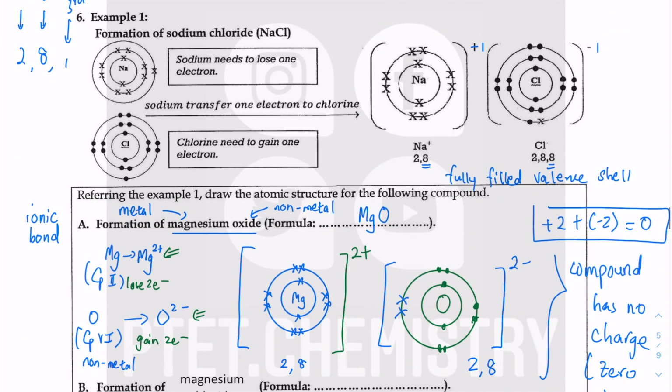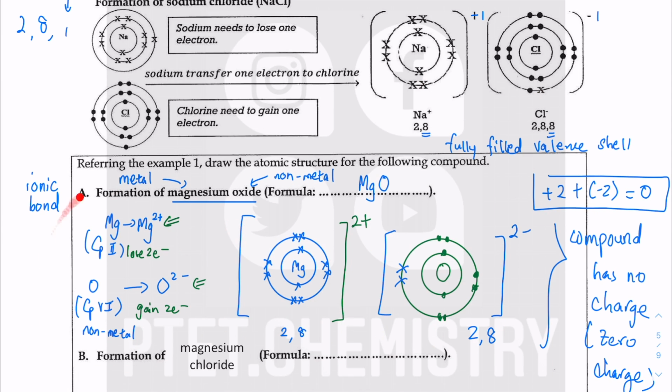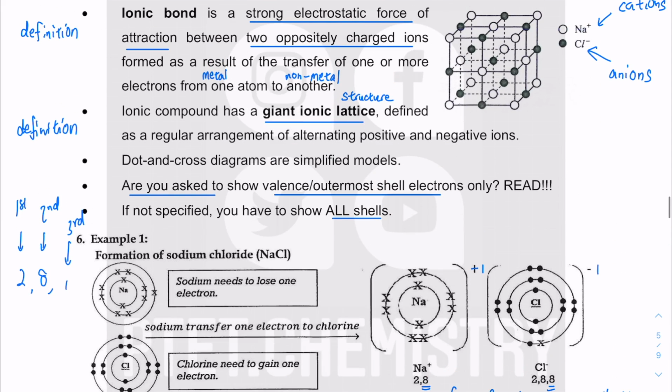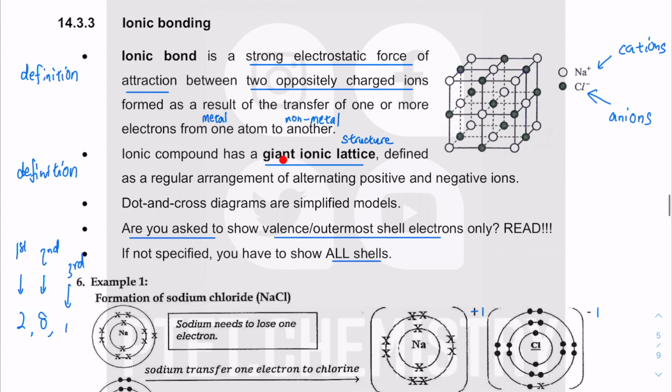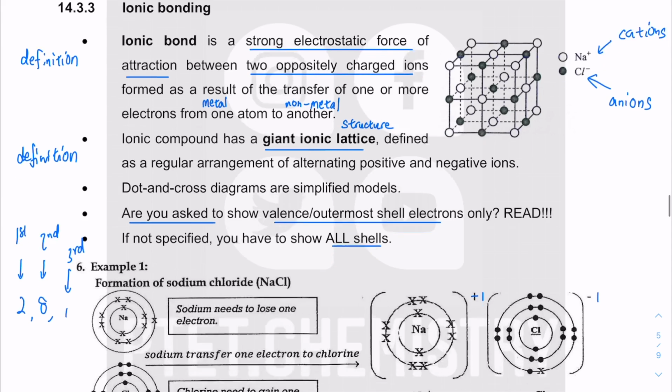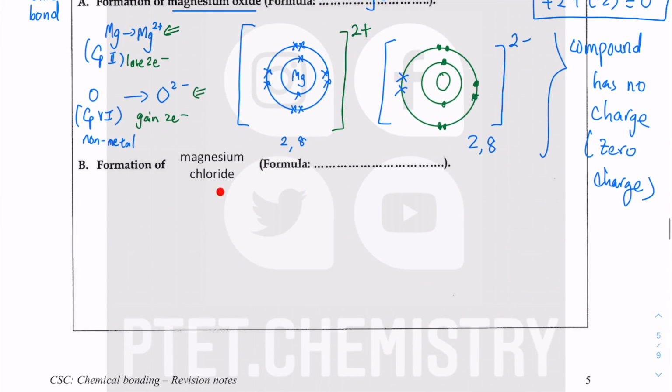What we have shown here and here, these are what we call dot and cross. These are the dots, these are the crosses. They need to have different dot and cross shown for the electrons gained by the non-metal, because the electrons come from the metal atom to the non-metal atom, based on what we had done in the previous lecture tutorial series. We also focus on this idea that it's a giant lattice structure, and these dot and cross are simply a simplified model.